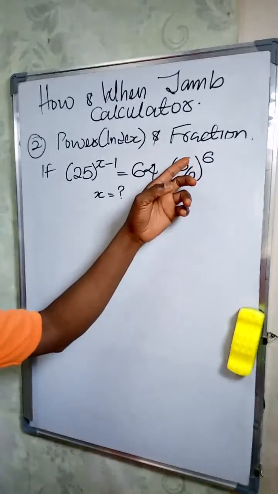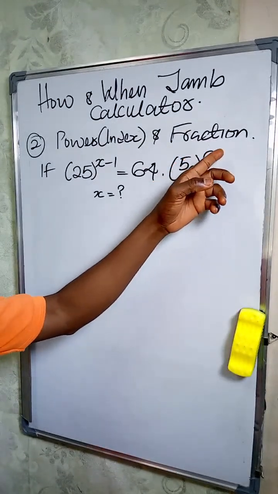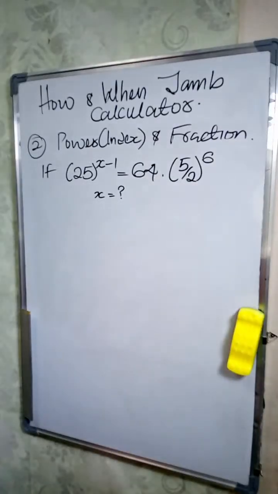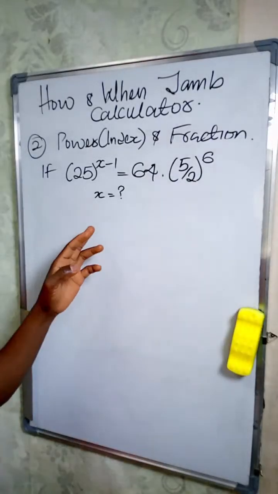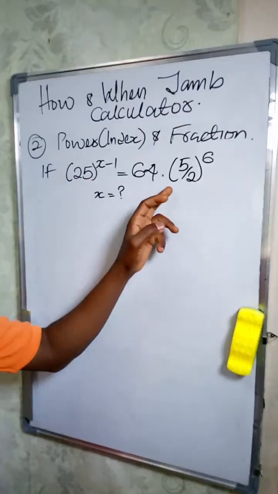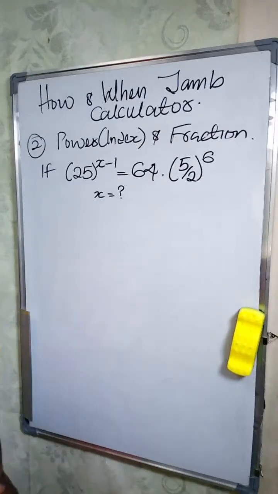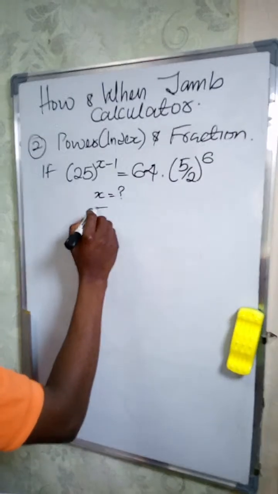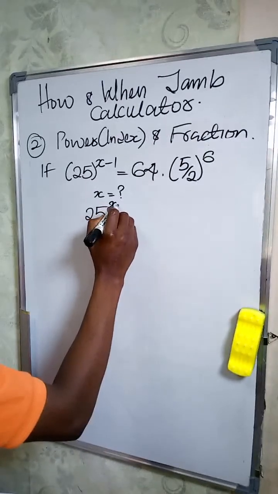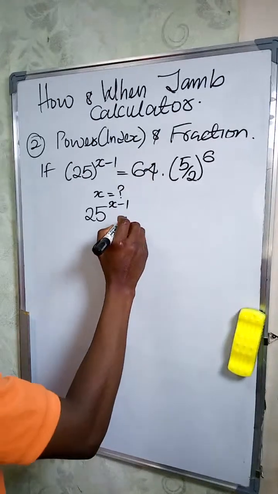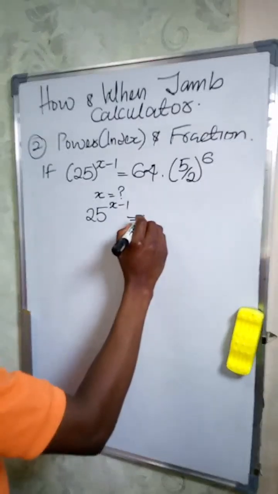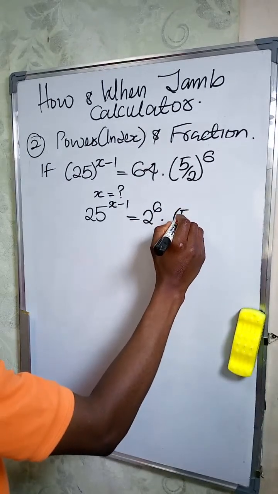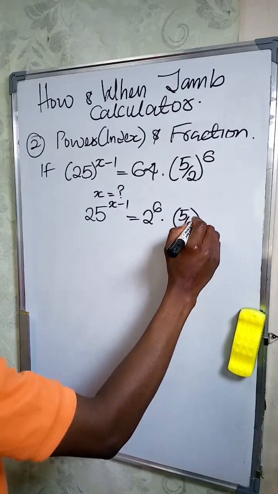Some people will start with the calculator, 5 to the power of 6, 2 to the power of 6. You will fail. Now, what you will do is find how to reduce this side and this side so that they get the same power. Now, let's try it. If this side is 25 to the power of x minus 1, remember this one will give us 2 to the power of 6 multiplied by this one, 5 divided by 2 to the power of 6.